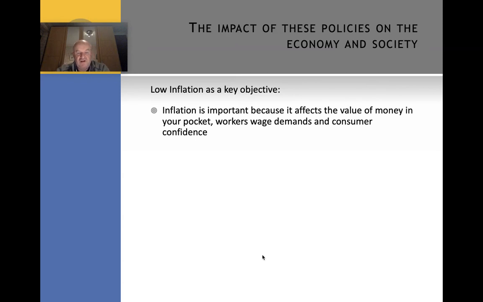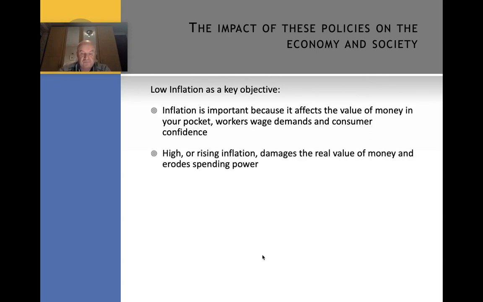So if we've got low inflation as a target, the reason that the government and the Bank of England try to control inflation is that clearly if inflation, so an increase in prices, causes an issue in terms of the value of money that you might have in your pocket, then workers' wage demands are clearly going to rise, they're going to be wanting more money, and to some degree it's also going to affect consumer confidence if we've got high levels of inflation. If we've got that situation, it damages the real value of money and it erodes anybody's spending power.